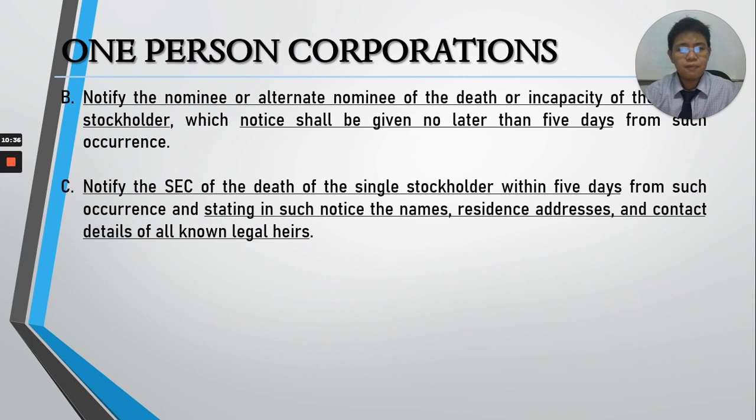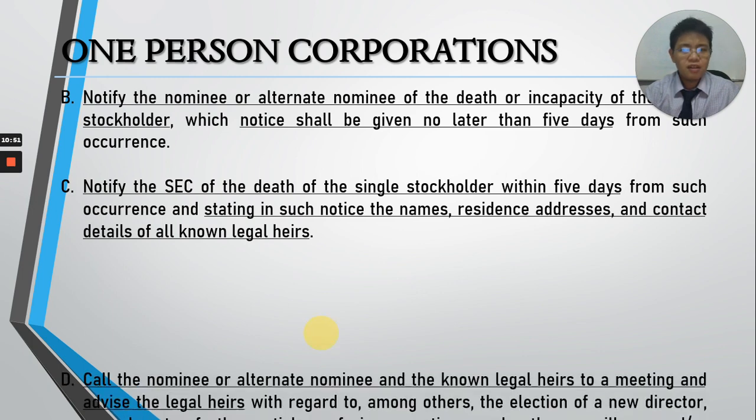So what else? Notify the SEC of the death of the single stockholder within 5 days from such occurrence, stating in such notice the names, residence addresses, and contact details of all known legal heirs. What else?